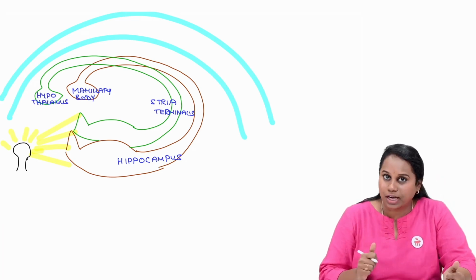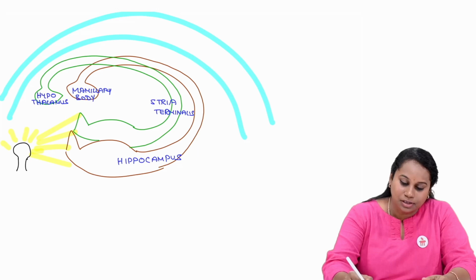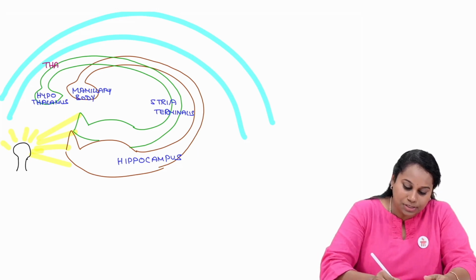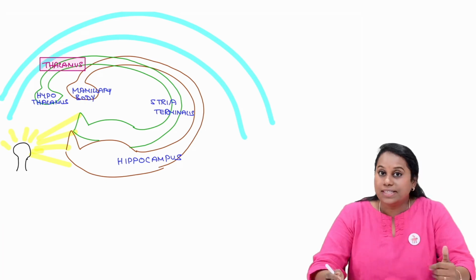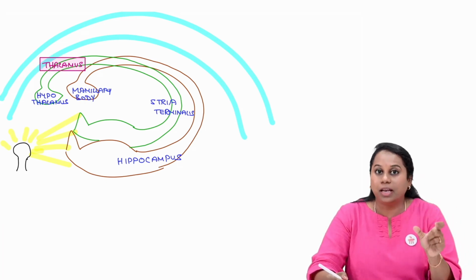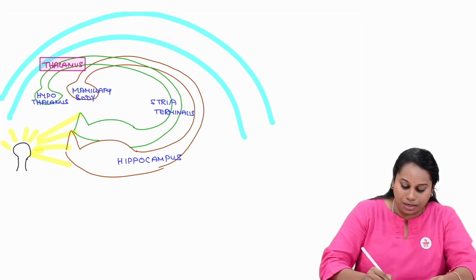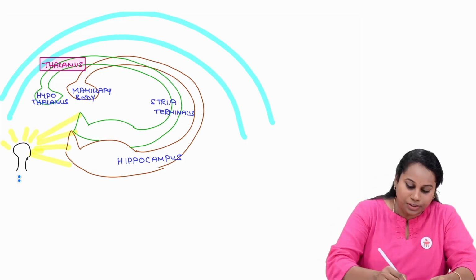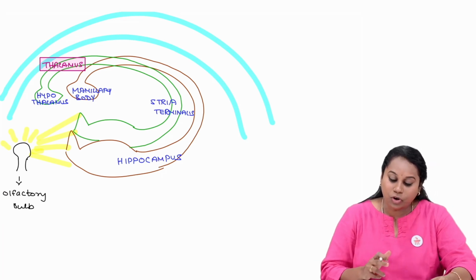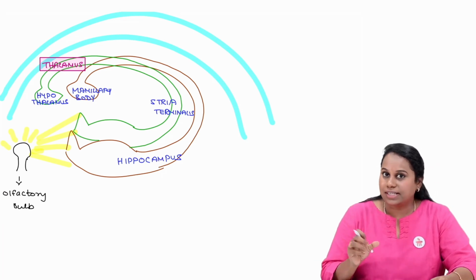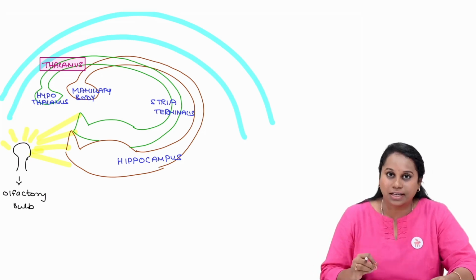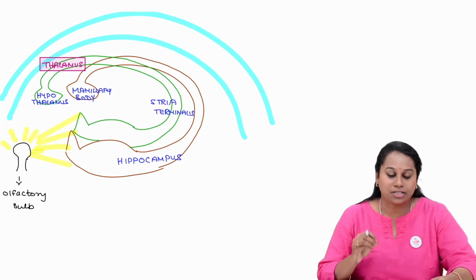Just above the hypothalamus, we'll put the thalamus. What is this bulb which is there? Which is that structure in the brain which ends as a bulb? Yes, the olfactory bulb. This is the olfactory bulb. From the olfactory bulb, you have light rays coming out. So I'll name them as the light tracts: olfactory tracts. Medial olfactory tract, lateral olfactory tract.